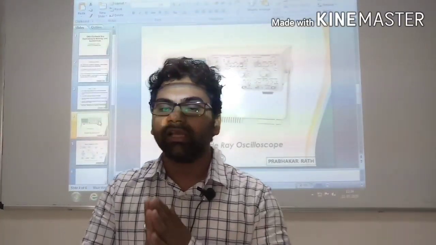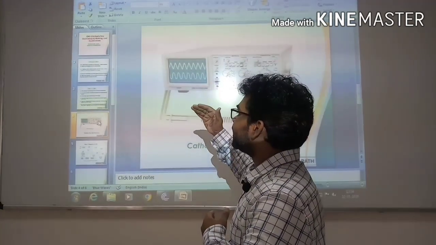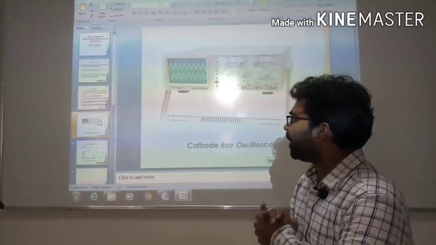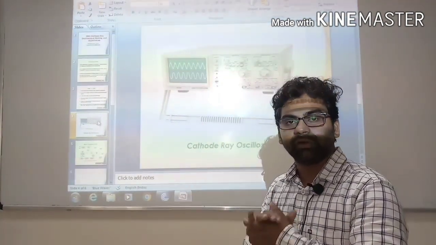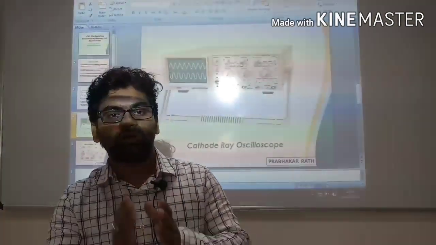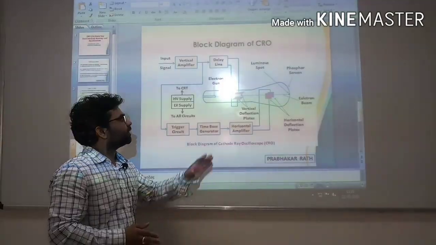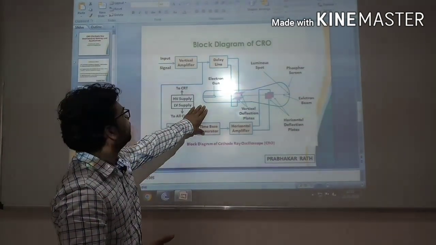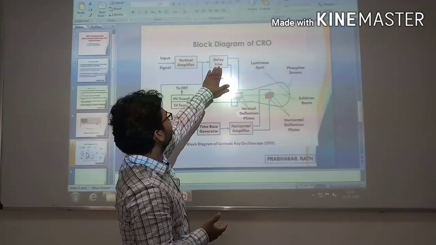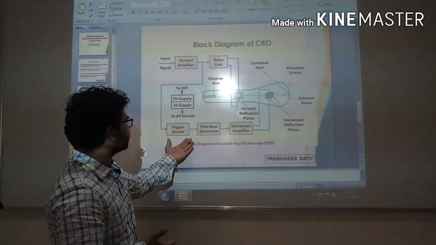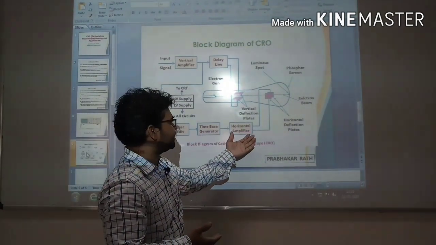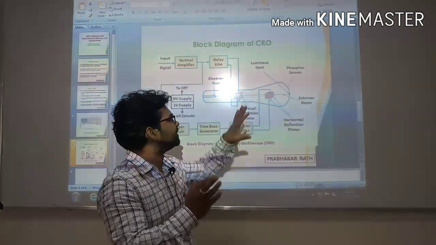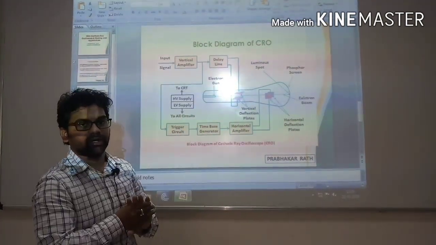In case of the cathode ray oscilloscope, there are so many contents and so many stages. First, we discuss what are the parameters present in the cathode ray oscilloscope and what is the block diagram of the cathode ray oscilloscope. The block diagram of CRO contains so many parameters like your vertical amplifier, delay line, trigger circuit, time-base generator, horizontal amplifier, vertical deflection. There are so many parameters present in the block diagram of CRO.